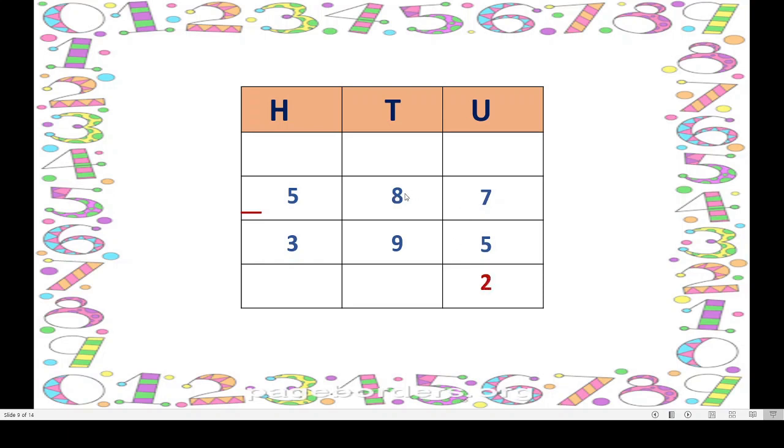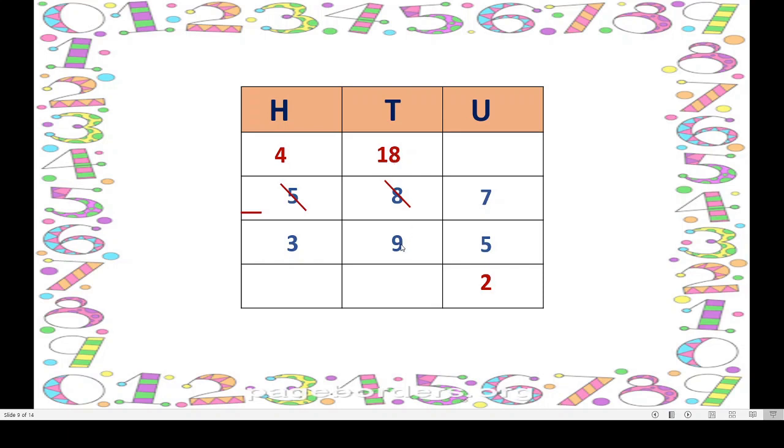Now here, 8 tens minus 9 tens. No, not possible. 8 tens is smaller than 9 tens. So 8 borrows from 500. This is 500, isn't it? So what does this 500 do? We'll see. Here it unties itself into 4 hundreds and 10 tens. And same thing, here it becomes 10 tens plus 8 together make 18.